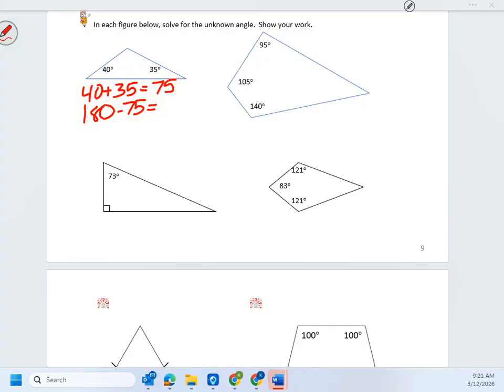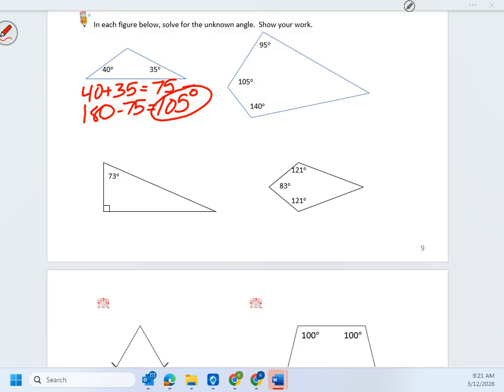Who thinks so? Avery? 105. Circle your final answer. Put the degrees on it. Okay? So you do have to show your work. You don't have to do all of the work by hand. You can use the calculator, but show me what calculations you're putting into the calculator. Does that make sense?